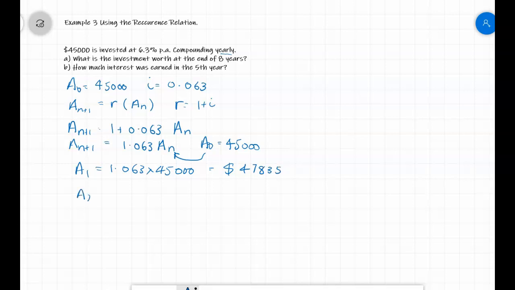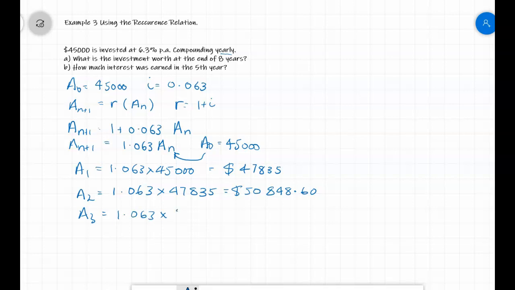So to find A2, it's going to be 1.063 times this new A1 value. So that's 47,835, and that gives me an answer of $50,848.60. We keep doing this. I did say it was going to be repetitive.